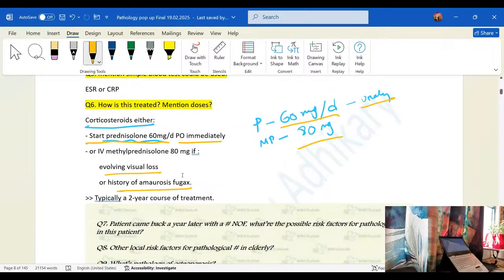If the patient is diagnosed, then immediately we start prednisolone 60 milligram orally. But if the patient presents with some complication like loss of vision, then we start IV methylprednisolone 80 milligram, and we continue the treatment for 2 years.